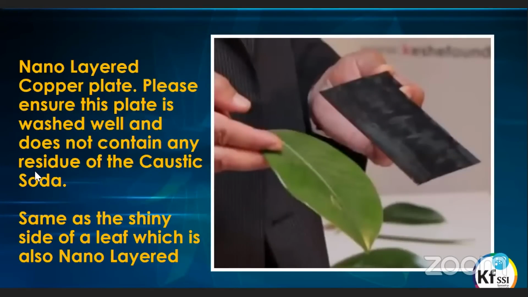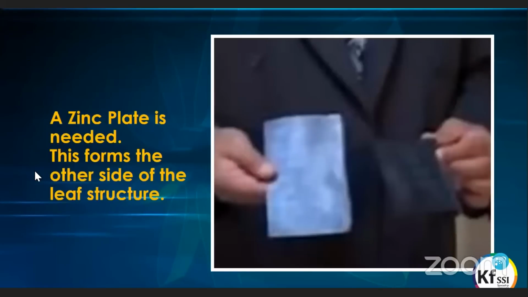Now please ensure that when you take your nano plate, as we explained last time, when you make your nano layers, you wash your plate very well to remove any residue of caustic soda that you might have left on that plate. But the nano layer is the same as the shiny side of the leaf, which is also nano layered. And the zinc plate is needed as well.